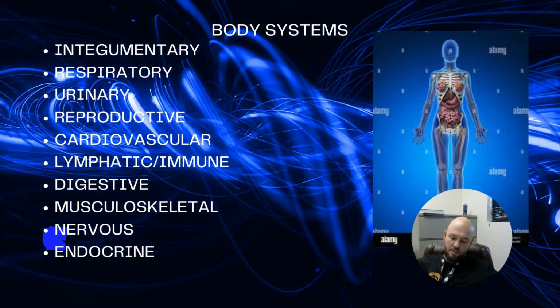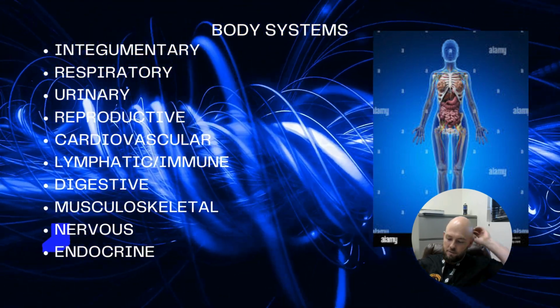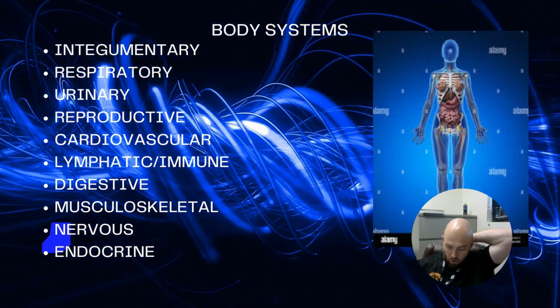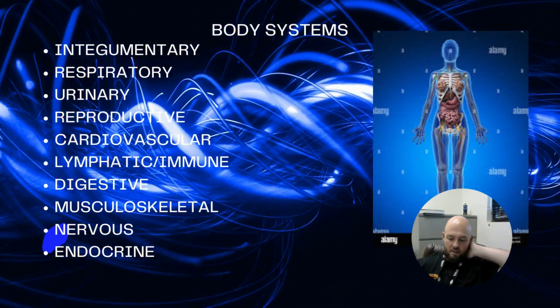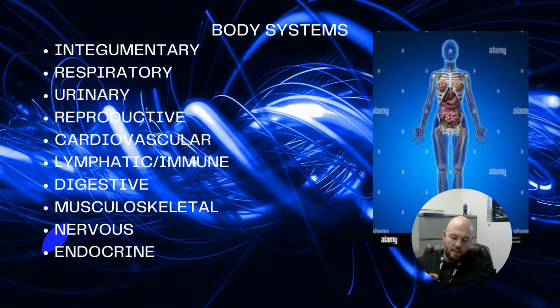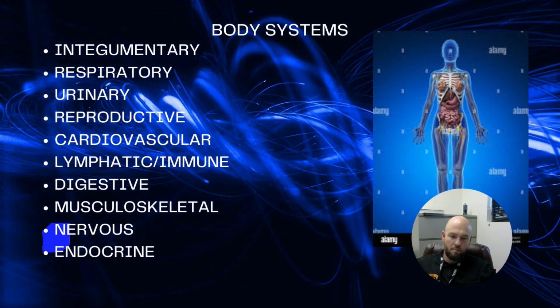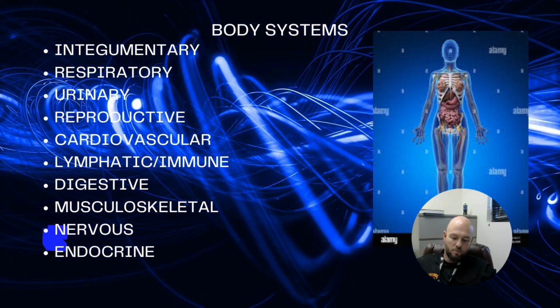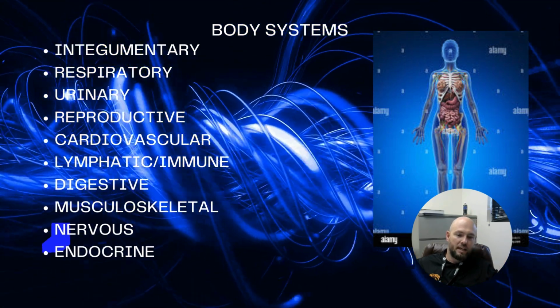Your nervous system, this is your brain, your spinal cord, and your nerves, regulates body activities, sending and receiving signals all over the body. And your endocrine system is glands that secrete hormones. Hormones are messengers. So it's similar to your nervous system, but it's a little bit slower and a little bit more long lasting. So hormones regulate many specific functions and activities within the body.